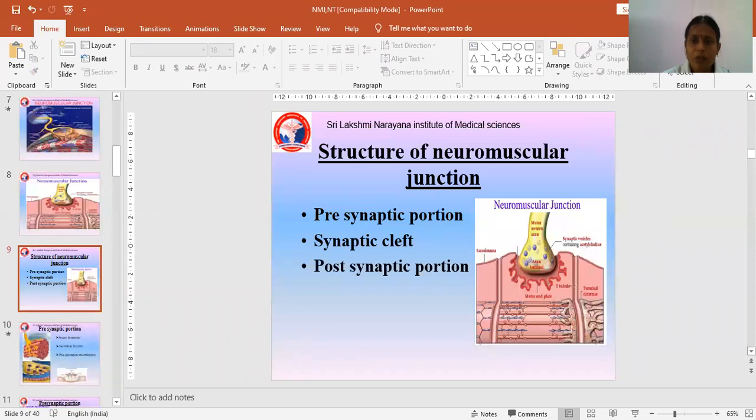Now we are going to see the structure of the neuromuscular junction. The structure is divided into three parts and discussed under three headings. One is the presynaptic portion, this one is the synaptic cleft, and this one is the postsynaptic portion. The structure is discussed under the three headings: presynaptic portion, synaptic cleft, and postsynaptic portion.